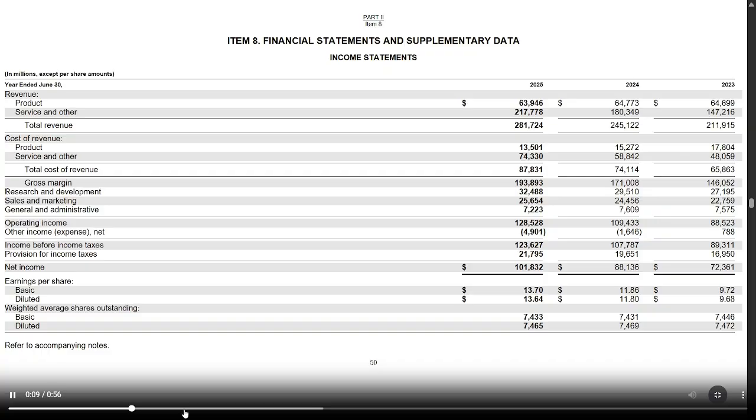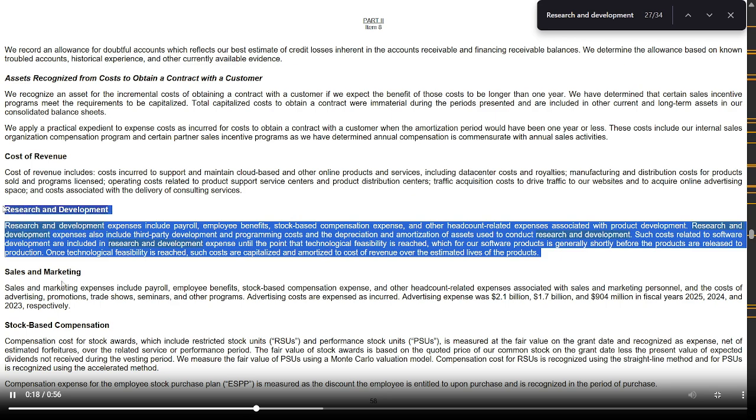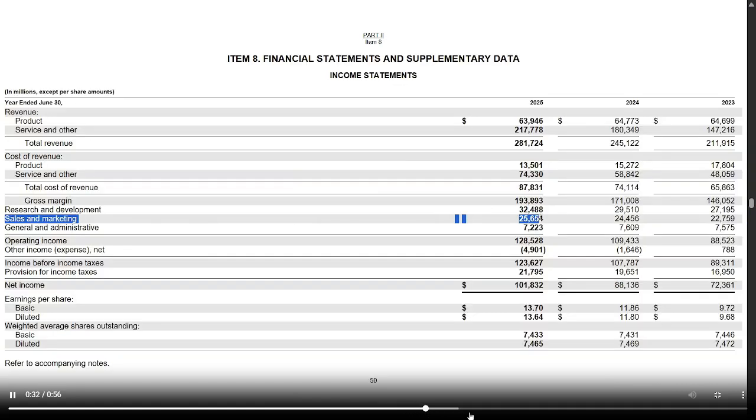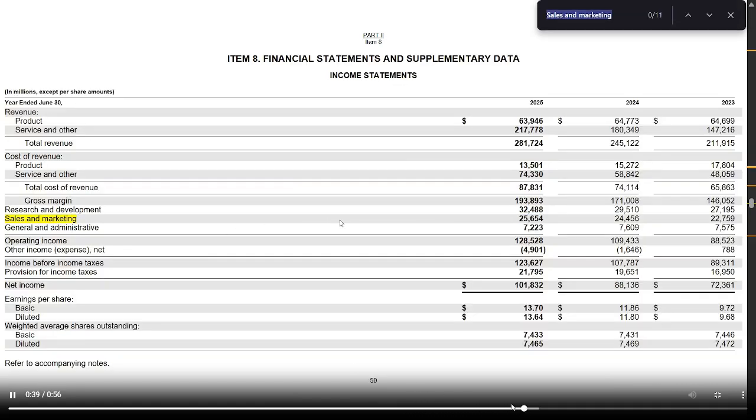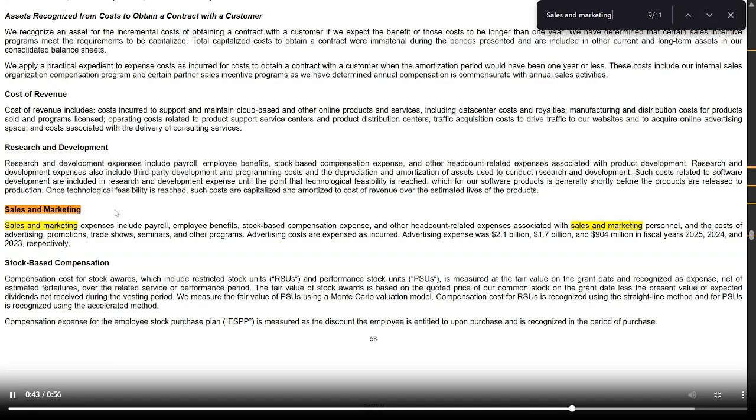Research and development covers the payroll, benefits, and third-party costs of building future products and technologies. Sales and marketing covers the salaries of the sales force, advertising, promotions, trade events, and channel partner programs. General and administrative covers corporate functions such as finance, legal, human resources, and executive leadership.